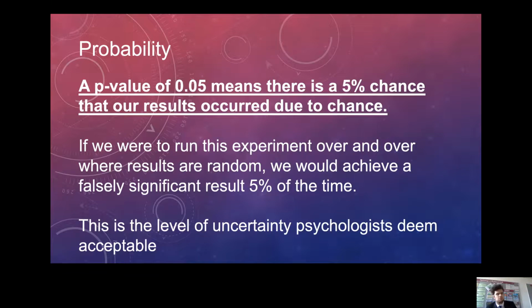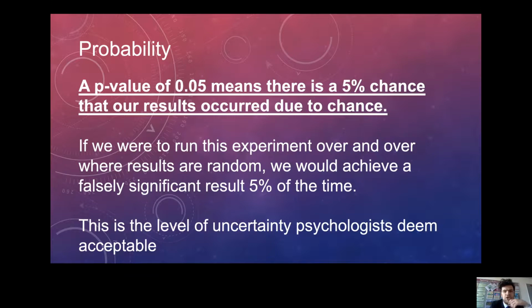The 0.05 level is quite arbitrary. There isn't a physical material reason it's set at 5%. There is a slightly more abstract one, but it's just the general level of uncertainty psychologists find acceptable. So they accept going into their experiment that if they accept a p-value of 0.05, there is a 5% chance that if their results look significant, they're actually not.